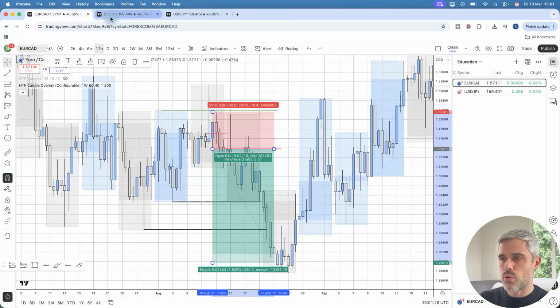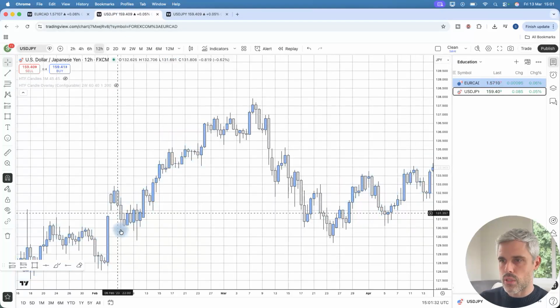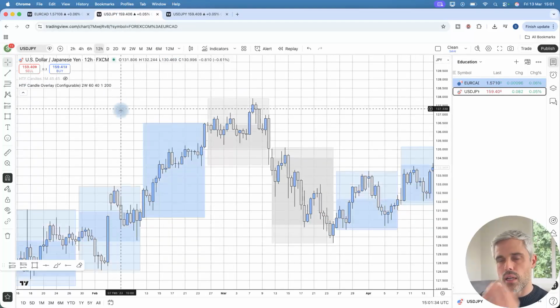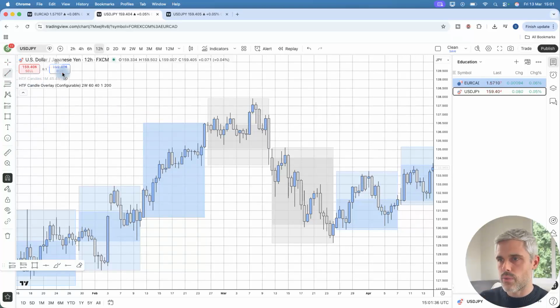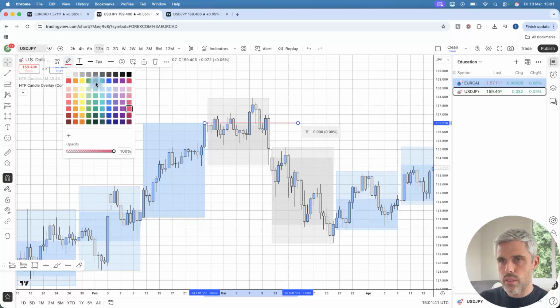Let's look at another example on USDJPY. So now we're looking at 2-week examples. So here's our 12-hour price action. Let's overlay the 2-week candle. Price has run into the high of the previous candle range.